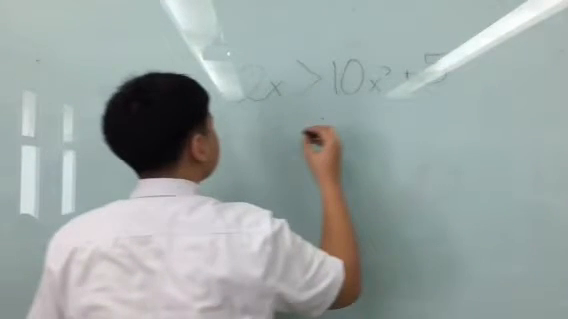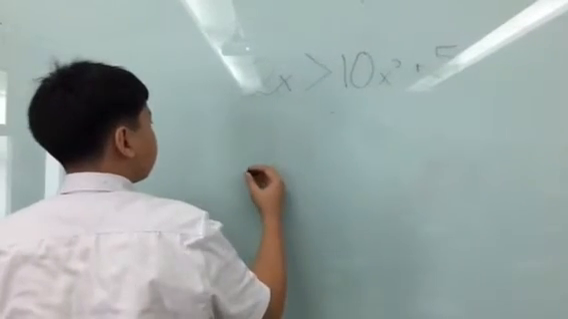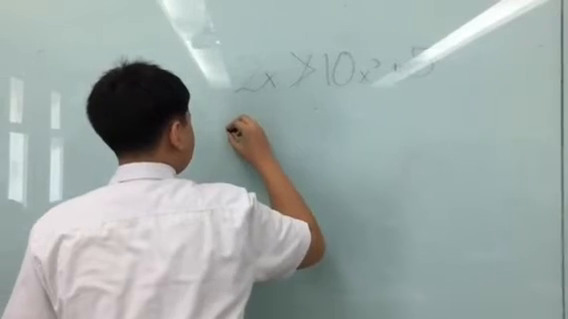Now, if we look at it, we can see that whatever number we substitute to x will never make the equation true, since 2 times any number can never be greater than 10x squared plus 5.